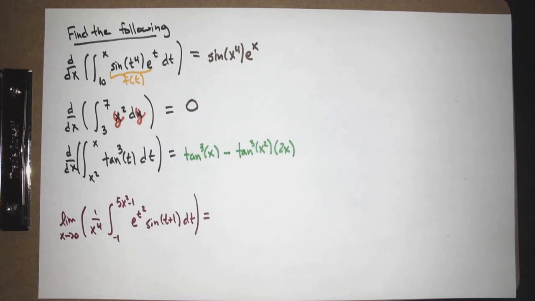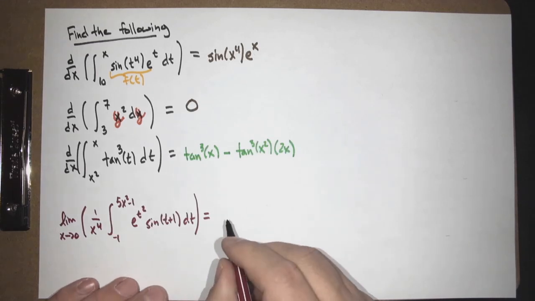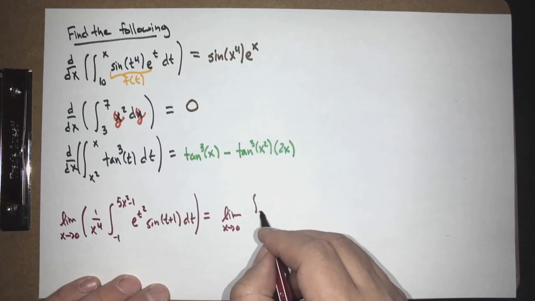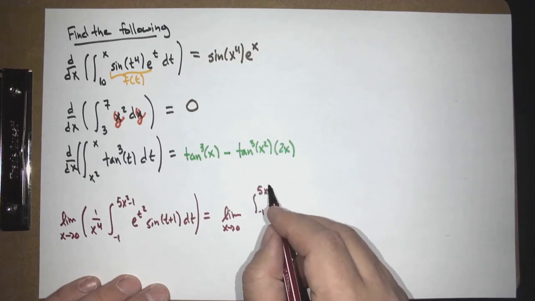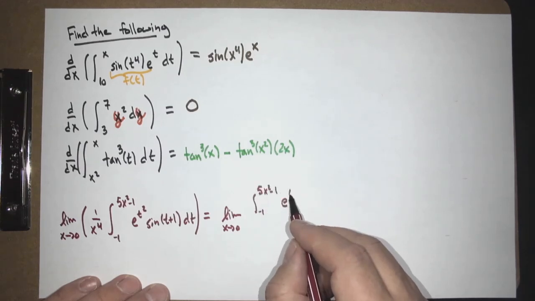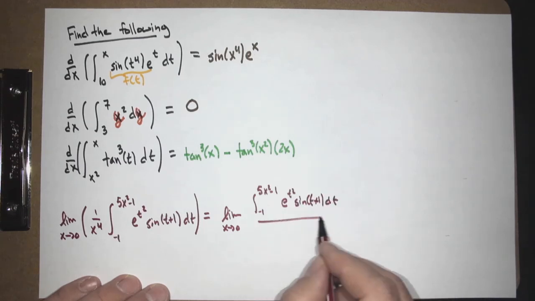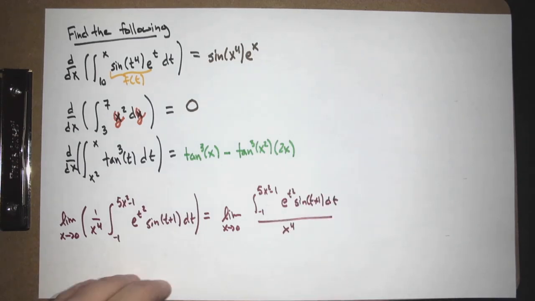All right, so let's think about this. There's another way to write this. This is the limit as x goes to 0 of the integral from -1 to 5x squared minus 1 of e to the t squared sine of t plus 1 dt, over x to the fourth. When you're faced with a limit, what's the first thing you should do? Plug it in. And maybe you don't even have to do anything.